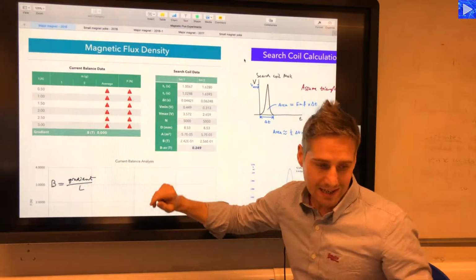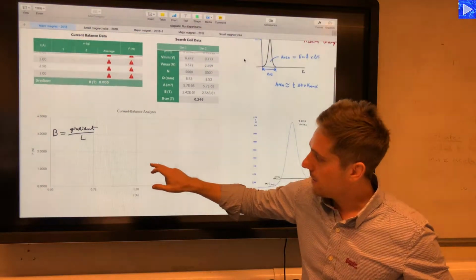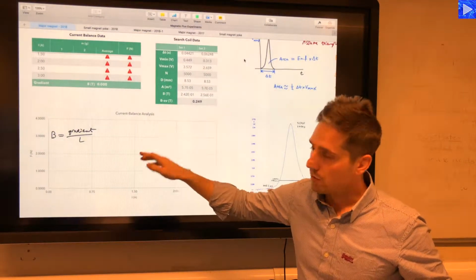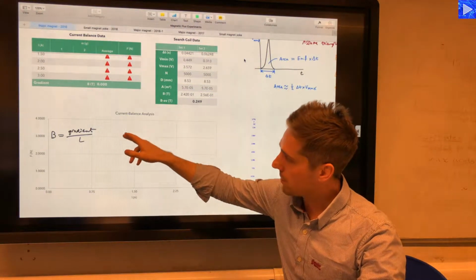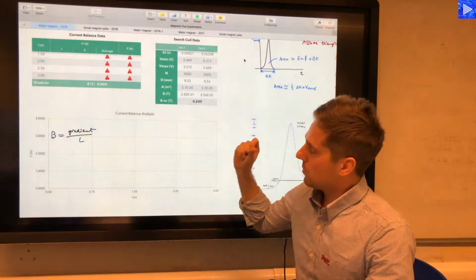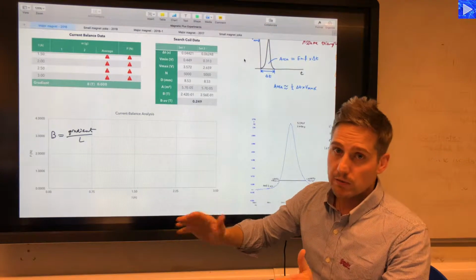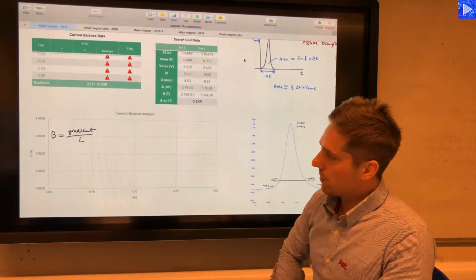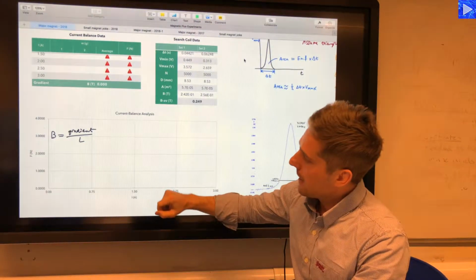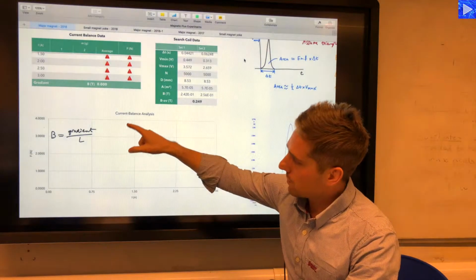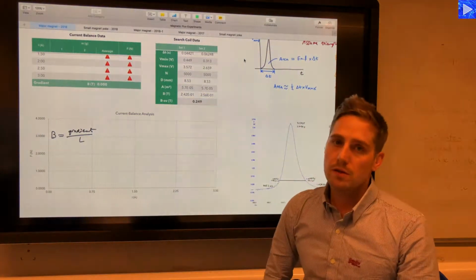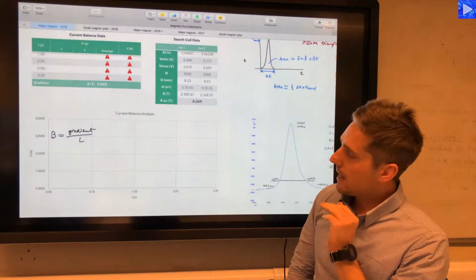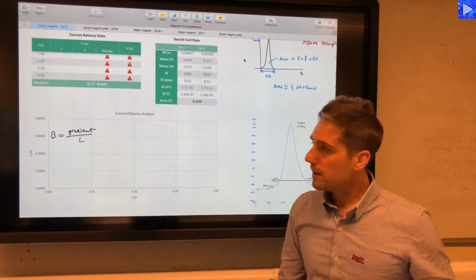That's where I'm inputting the data, and then just down here is where I'll get a graph. I'm going to look at the graph, and the gradient will be equal to B times L, the flux density times the length of the wire in the magnet. And so if I rearrange that, once I've got my gradient value, I can determine the flux density with gradient and the length of the wire.